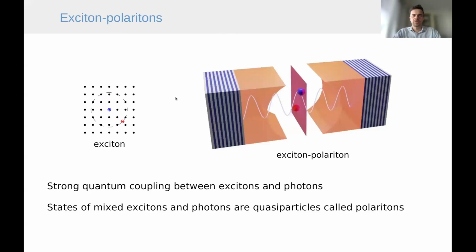Okay, so what are exciton-polaritons? Exciton-polaritons are quasiparticles that are composed of light and matter excitations. Excitons are particles existing in a semiconductor that are composed of an electron, which is bound to a hole, or a vacancy in the crystal structure where the electron has escaped.